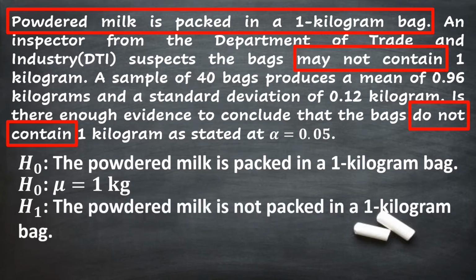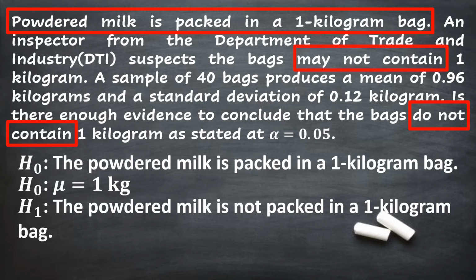Next, for the alternative hypothesis, since we have the phrases may not contain and do not contain, we will use these clues in formulating the alternative hypothesis in relation to the given null hypothesis. We will just negate it, or we will just put the sentence, the powdered milk is packed in a 1 kilogram bag, into the concept that it does not contain a 1 kilogram bag. So, formulating that, we will have the powdered milk is not packed in a 1 kilogram bag.